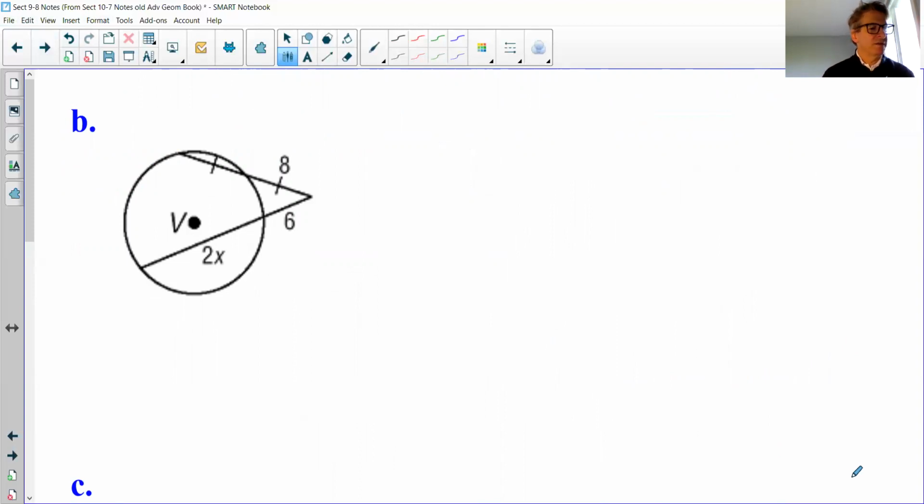All right, so you have yourself 8 and 6 and 2x, and it's noted here that this is also 8. So why don't you mark that down? Okay, so let's start with this side first. You have an 8 times 16 is equal to 6 times 6 plus 2x.